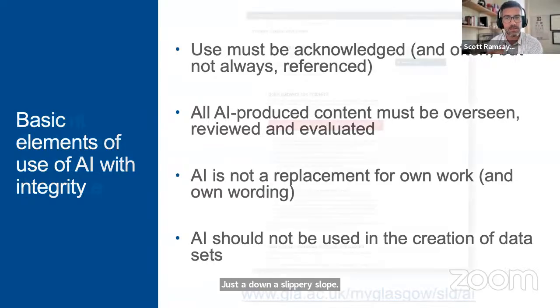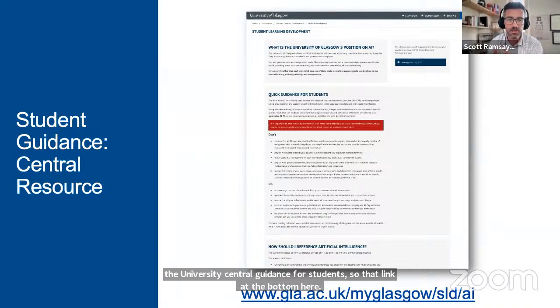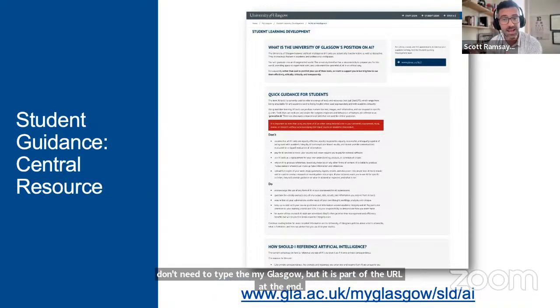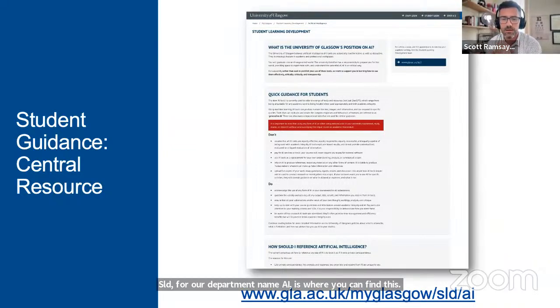Okay, next slide, please. The department that we work in, Student Learning Development, has produced the university's central guidance pages for students. So that link at the bottom here, which is basically just the university's homepage, you don't need to type the My Glasgow, but it is part of the URL at the end, /SLD for our department name, /AI is where you can find this. Well, maybe Andrew could put it into the chat there for anyone who's on Zoom so they can easily click on it.